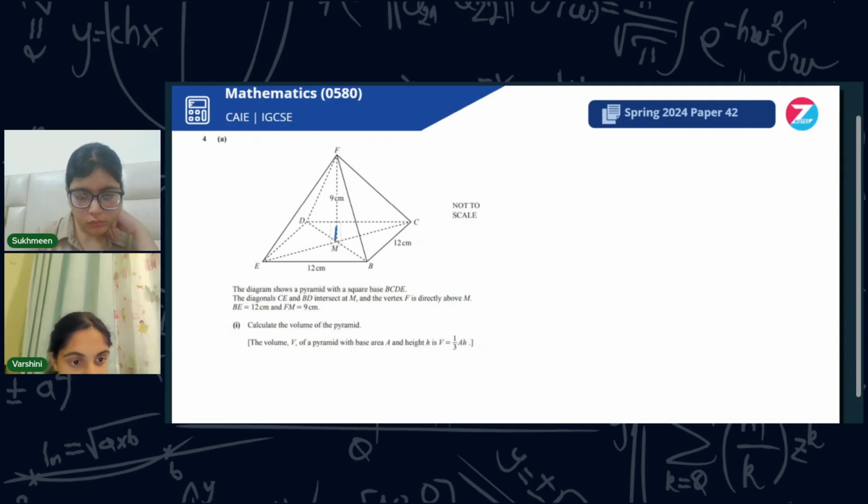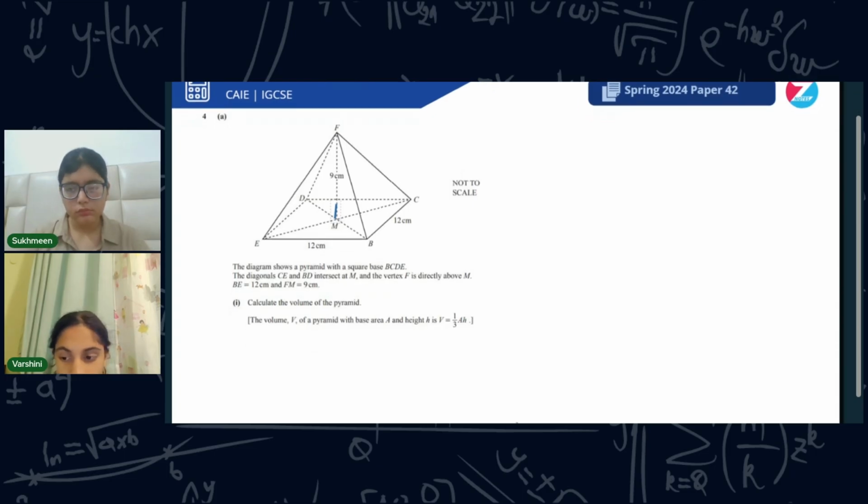BE equals 12 centimeters and FM equals 9 centimeters. Calculate the volume of the pyramid. And they've given us the formula here: volume is equal to 1 by 3 area of the base into the height.